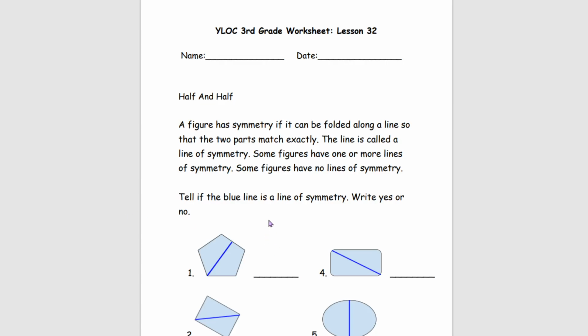Welcome to Wildlife Worksheet lesson number 32. And to start off, we're going to be looking to see whether the blue line is a line of symmetry.